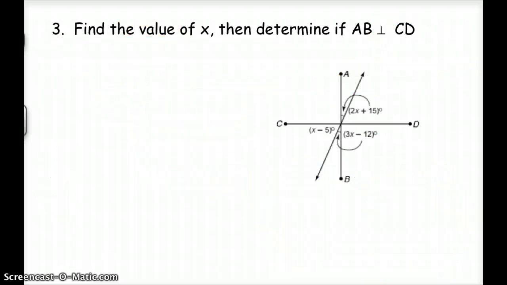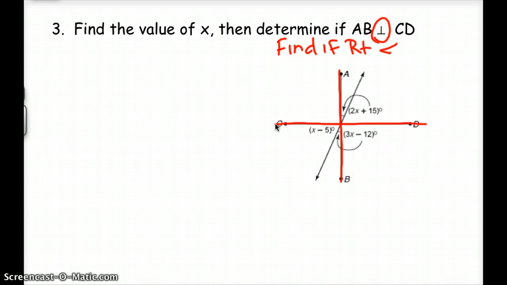All right, let's take a look at our example number 3. It says find the value of x, then determine if AB and CD are perpendicular. Remember, this symbol represents perpendicular. Now, I don't know that I have a right angle. They're asking me to find if you have a right angle. So I need to look and see here if I have a right angle. I've got AB here and CD here.